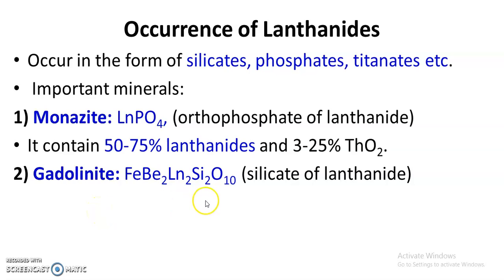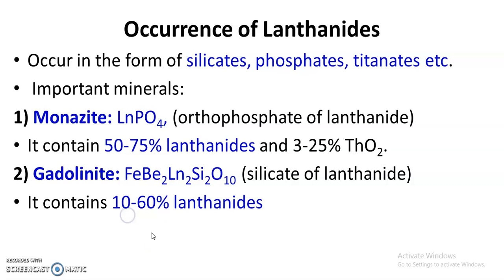Another important mineral of lanthanides is gadolinite. Its composition is FeBe2Ln2Si2O10. This is the silicate of lanthanide. These are the two important minerals of lanthanides. Gadolinite contains 10 to 60% lanthanides.